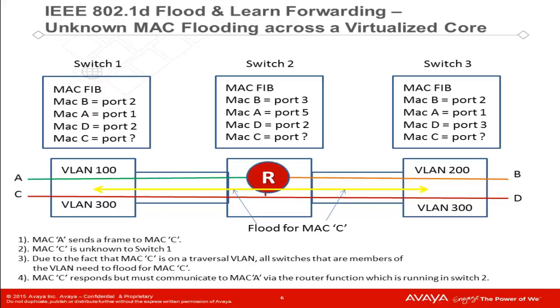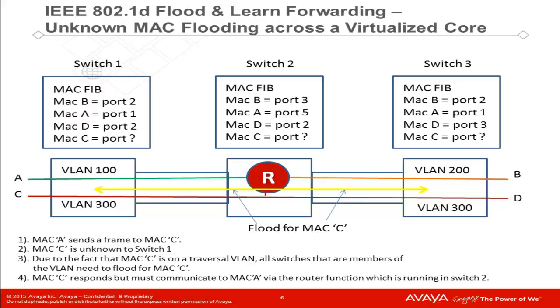The first thing that Station A will do is send out an ARP request for Station C's IP address. The Ethernet address will be all Fs. This indicates a broadcast or flood. The router in the middle switch will in turn perform a proxy ARP on behalf of Station A.